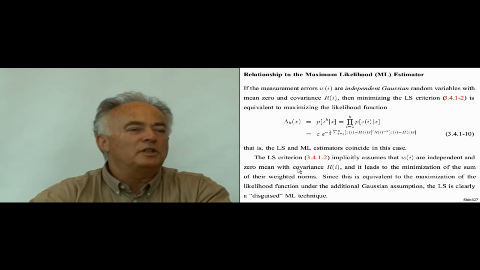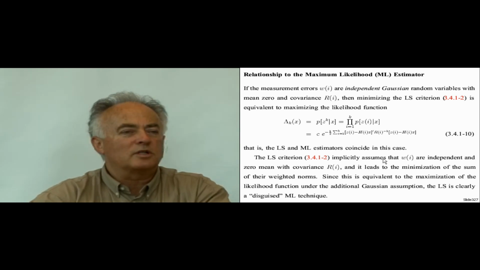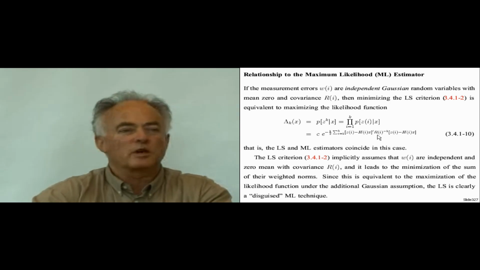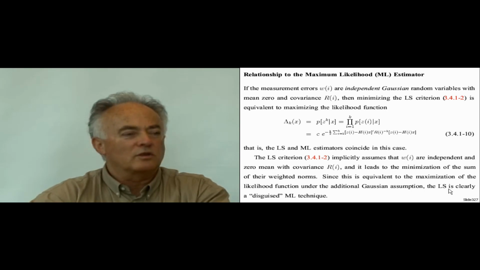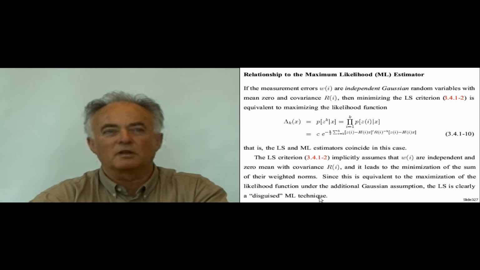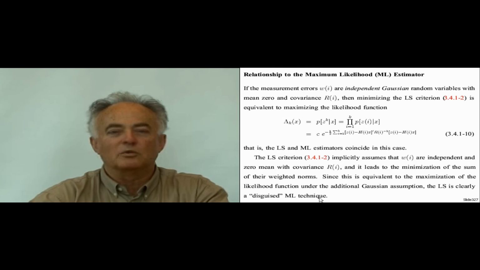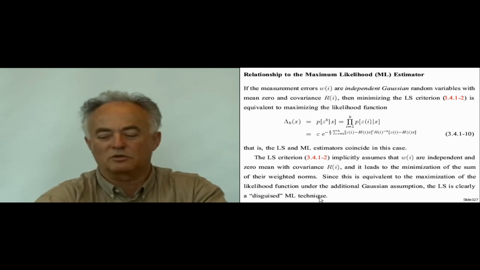Therefore, the least squares criterion really implicitly assumes that the w_i are independent and zero mean with covariance R_i, and would minimize the sum of those weighted norms. Now, what we took as a weighting in the original least squares is really the covariance of the w_i in the Gaussian assumption. So, all that can be said is that the least squares is a disguised maximum likelihood technique. If somebody tells you, I don't believe in maximum likelihood, I believe in least squares, since the two are equivalent, it really doesn't make any sense, and that person would really use a maximum likelihood criterion under some assumptions.